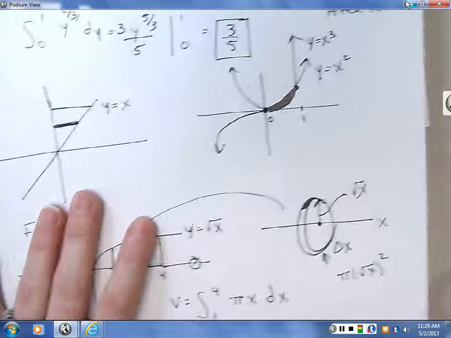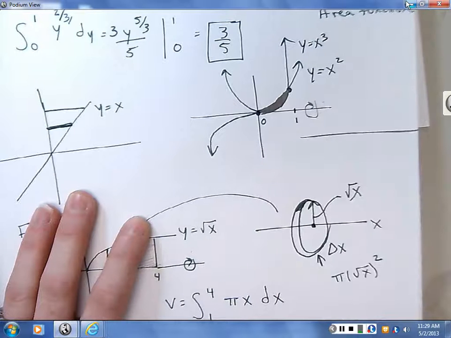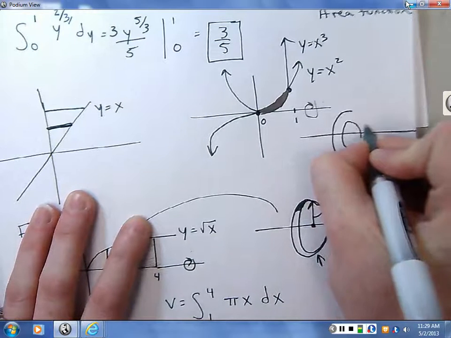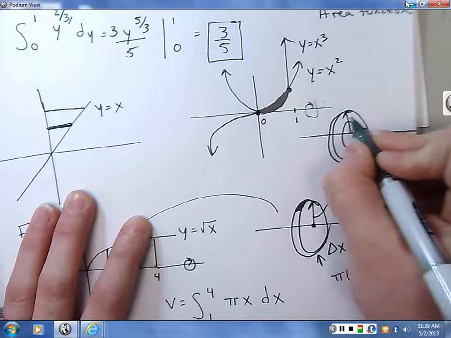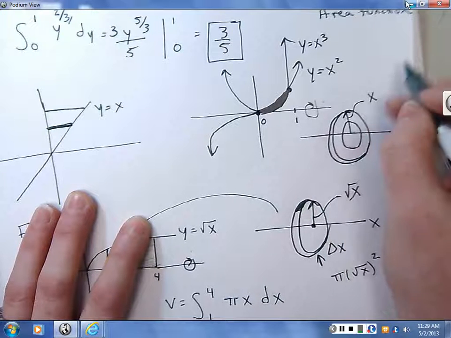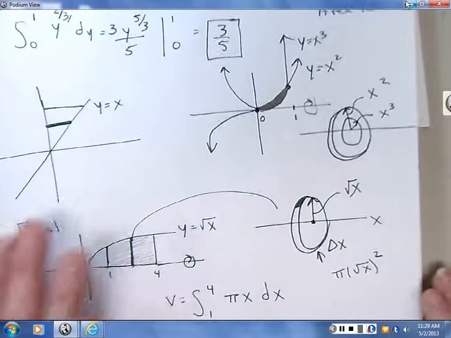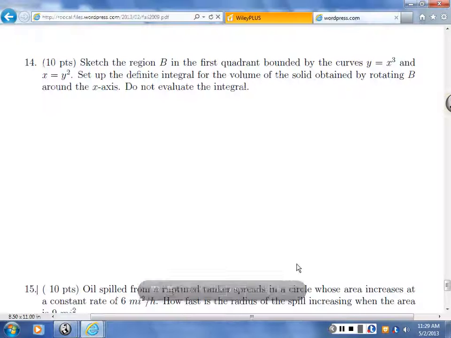So if I rotate this about the x-axis, I'm going to have a washer, right? So I have this distance and this distance. The upper function would be x squared, and my lower function would be x cubed. This is from a 2009 final exam.